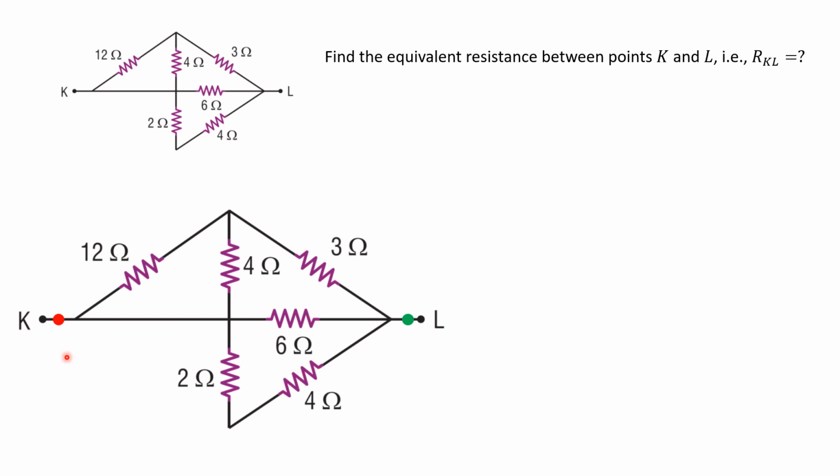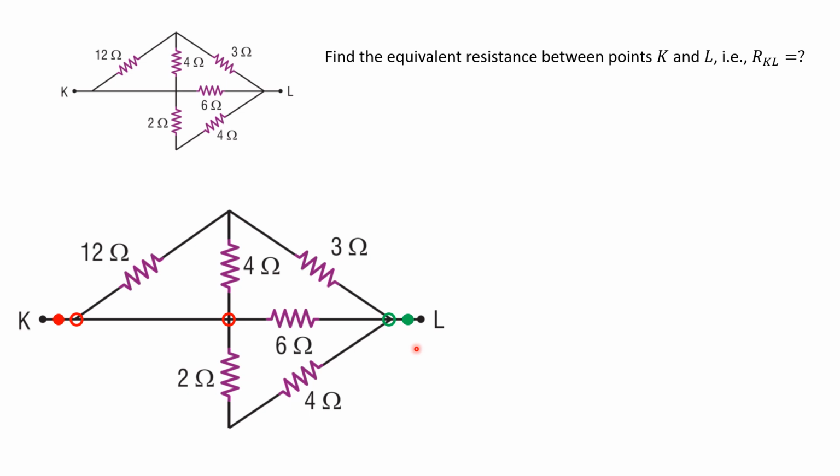Now the nodes that are equivalent in the case of K to this point are going to be this node and this node, right? Because there is no resistor, no circuit element here. So these two nodes are going to be equivalent to point K. And in the case of L, this is going to be the node that's equivalent to L because there is nothing between this node and the point L.